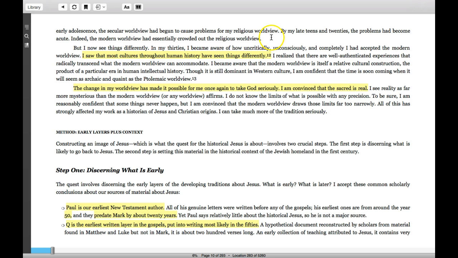But look at what he says. And notice, this is a transition I went through in my academic education as well. He says, but now I see things differently. In my 30s, I became aware of how uncritically, unconsciously, and completely I had accepted the modern worldview. I saw that most cultures throughout human history have seen things differently. I realized that there are authenticated experiences that radically transcend what the modern worldview can accommodate.